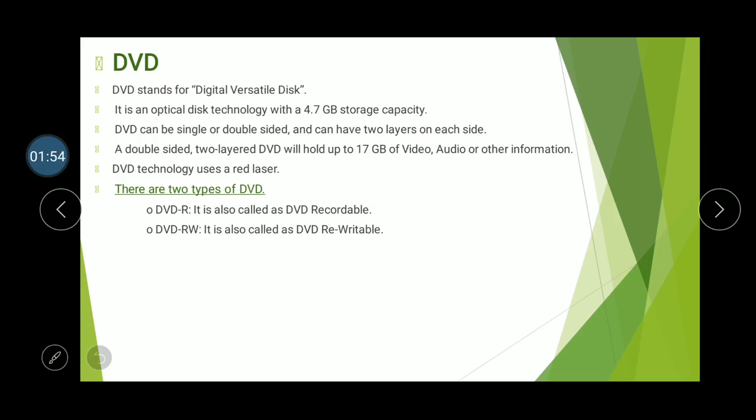DVD technology uses a red laser. In DVD also there are two types, DVD-R and DVD-RW. They are also called DVD recordable and DVD rewritable.